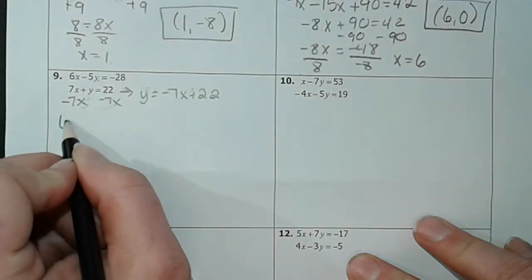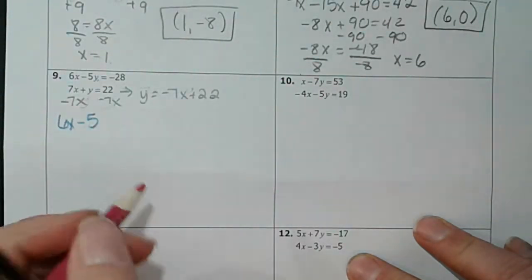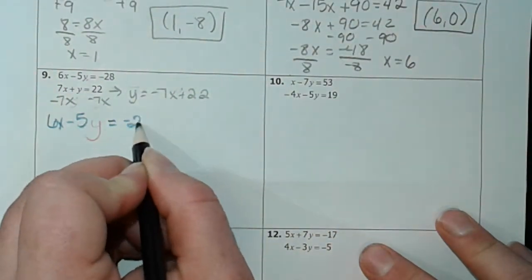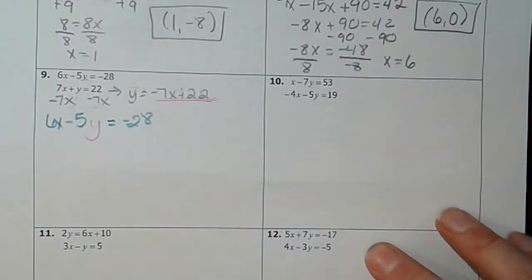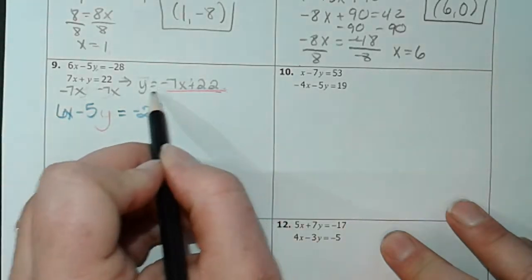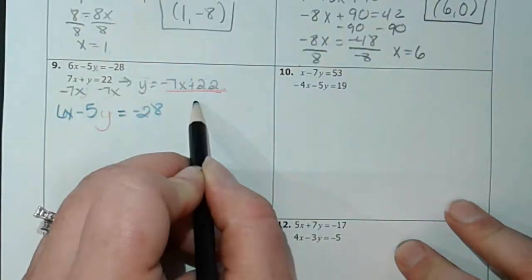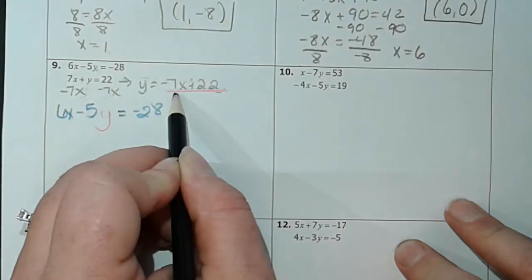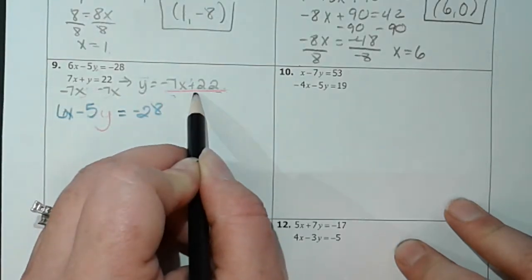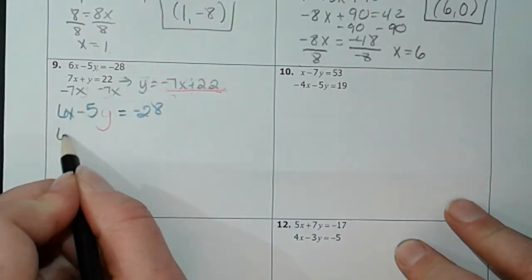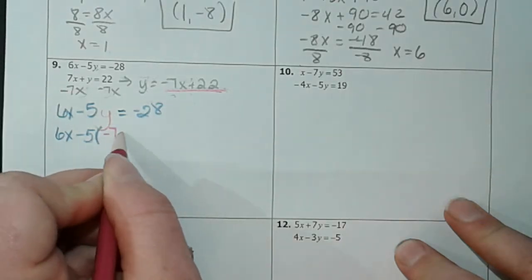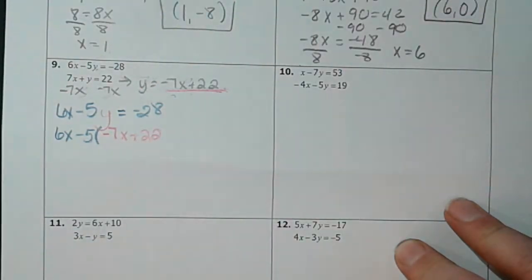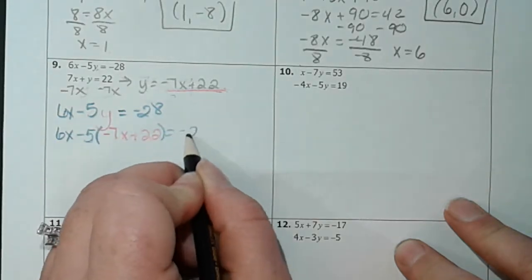So we could just say, well, 6x minus 5y equals negative 28. And we know that y is equal to that. So anytime we see a y, we can put this in there, right? They're equal to each other, so we can interchange them. If we see a y, we can put this. If we saw this by chance, we could put a y. So we could say 6x minus 5 times, and then let's put in that y information that we have, negative 7x plus 22, and that equals negative 28.